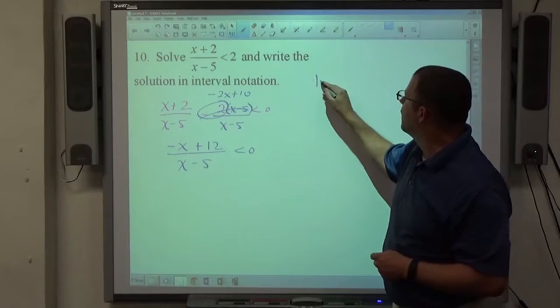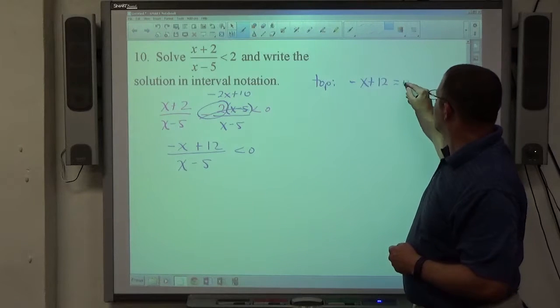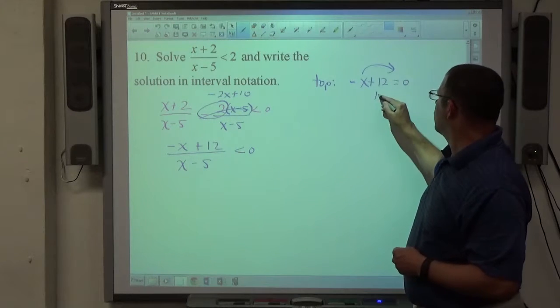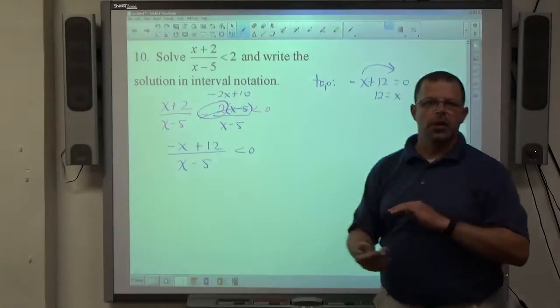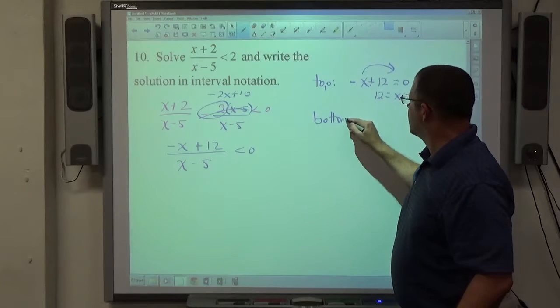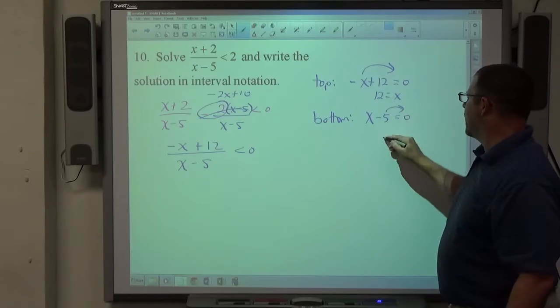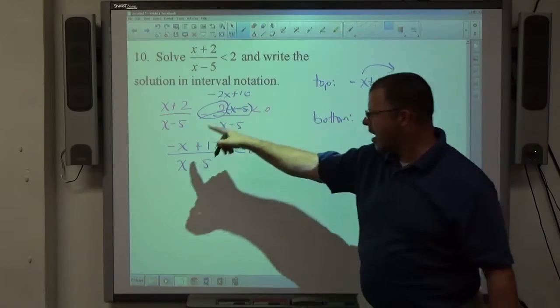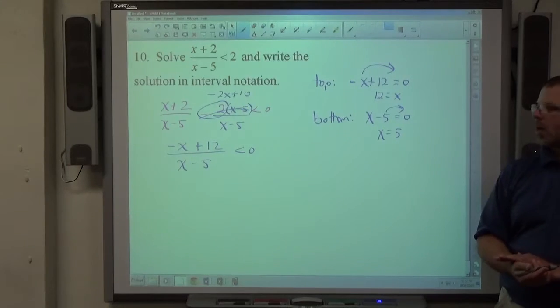So looking at the top, I simply take what the top says, set it equal to 0 and solve. Move the x over there, I get 12 equals x. So if x equals 12, negative 12 plus 12 is 0. The top equals 0 there. For the bottom, same deal. We set the bottom equal to 0. If I move the 5 over there, I'm going to get x equals 5. So if x is 5, 5 minus 5 is 0, the bottom equals 0. A sign can change. All right.